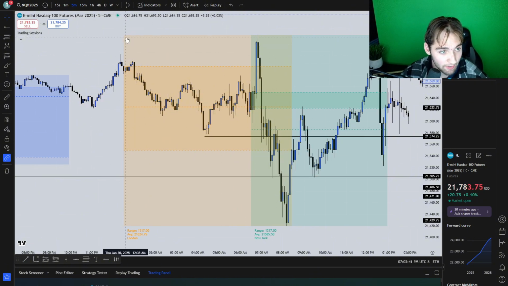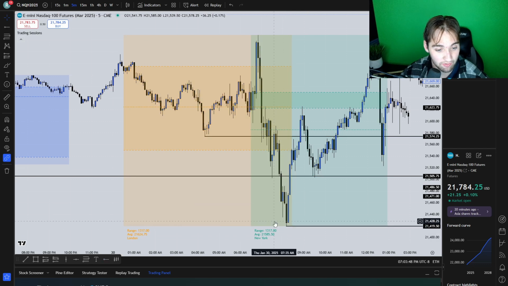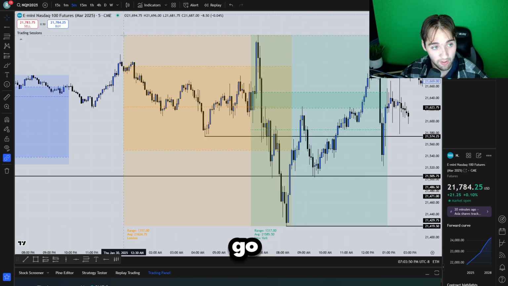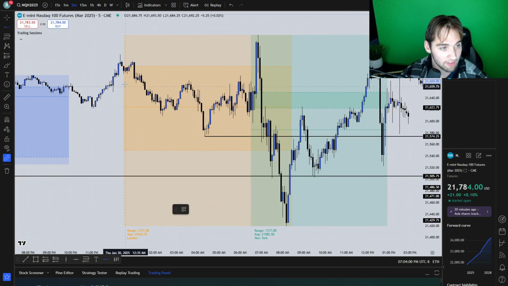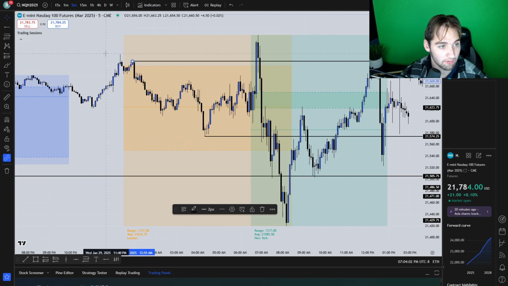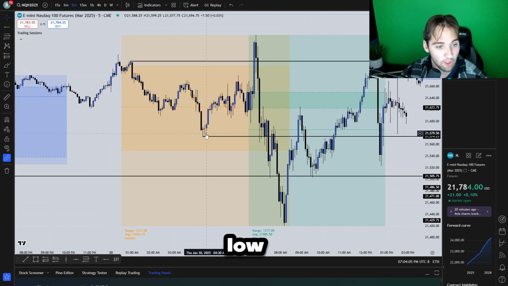London got the high, and I want to mark the low just because it's in New York session. So I would go from this high of the box down to here, and mark out the low, which is this low right here. I marked that out, as you can see, and we're also going to mark out the London high right here. So we've got a high and a low of London.